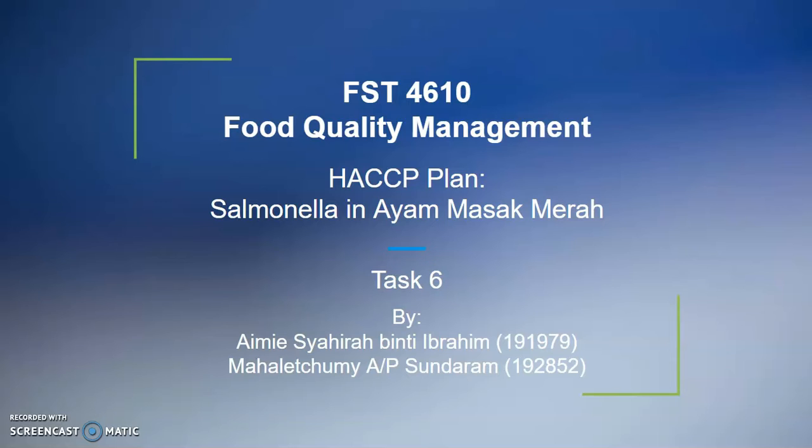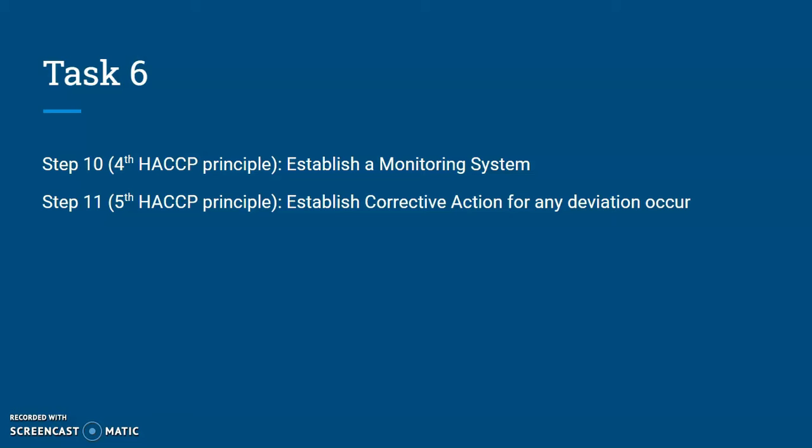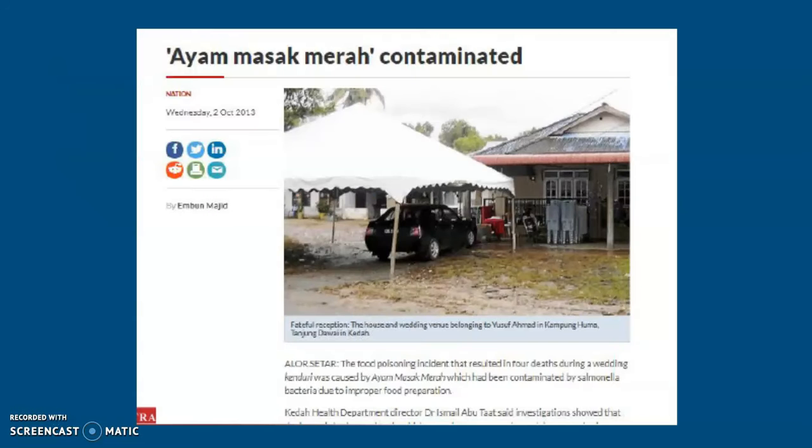Myself, I'm Shahira, and my partner, Mahalachini, will present on our HACCP Plan, Salmonella in Ayam Masak Merah. This is our task 6, on the 4th HACCP principle, to establish a monitoring system, and the 5th HACCP principle, to establish corrective action for any deviation that occurs. This is our article for our study.